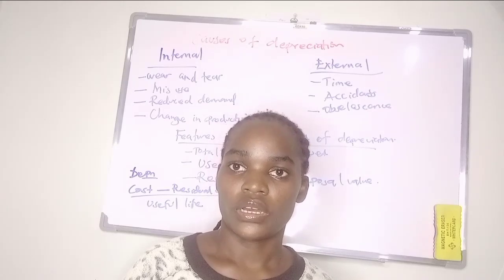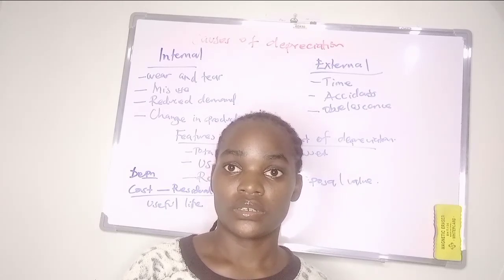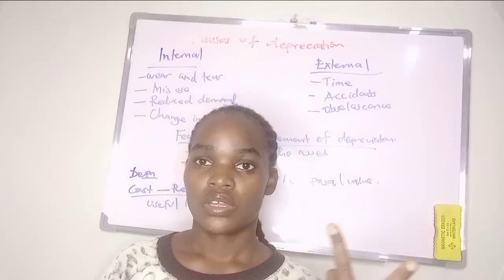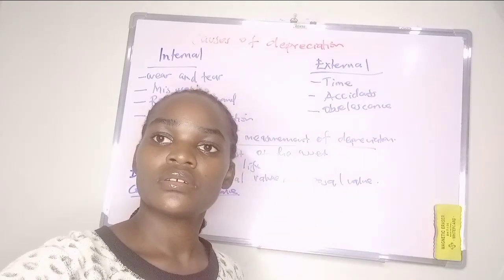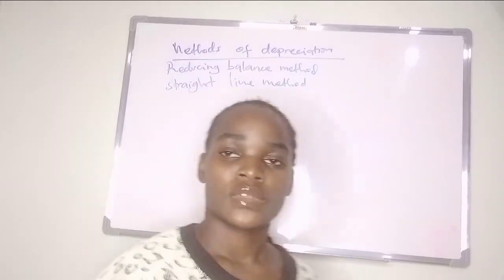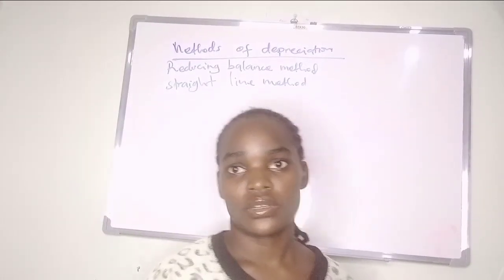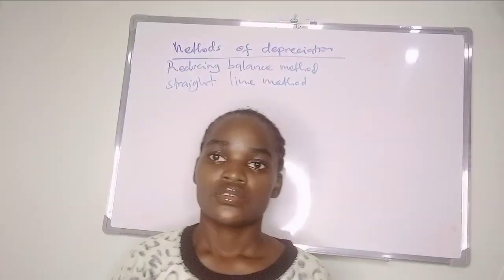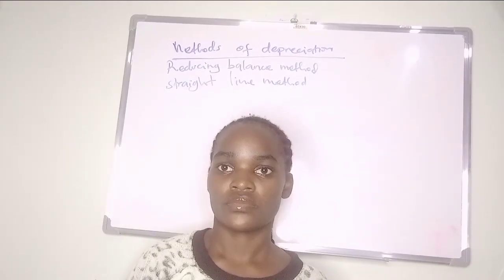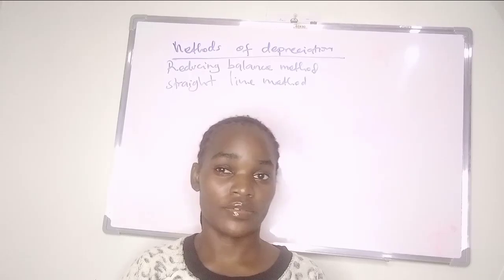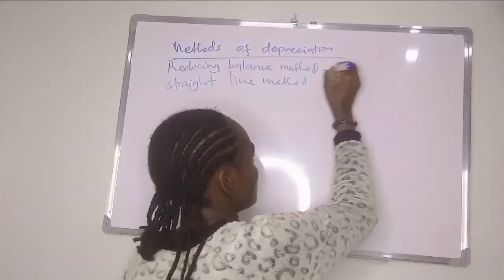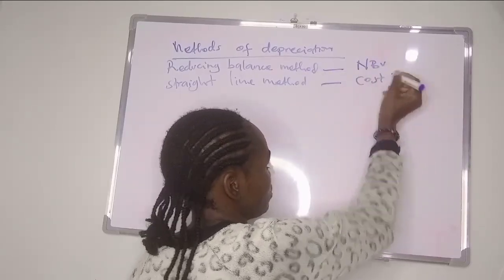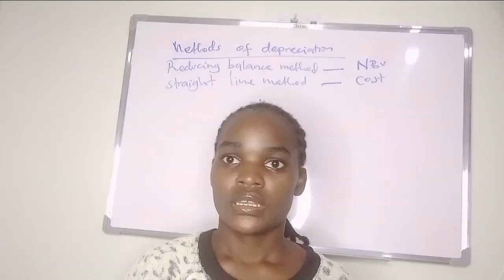Then we are going to look at the methods for calculating depreciation. There are very many. I'm going to give you only 2 that are important in this accounting. So these are the 2 common methods of depreciation. We have the reducing balance method, then the straight line method. For the reducing balance method, depreciation is calculated on the net book value. Then for the straight line, depreciation is calculated on cost. That is the difference.